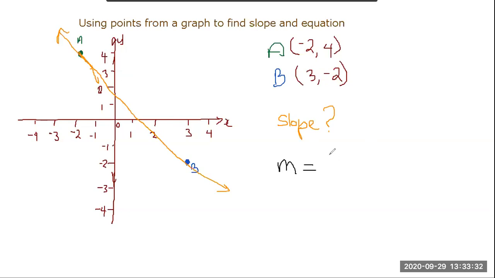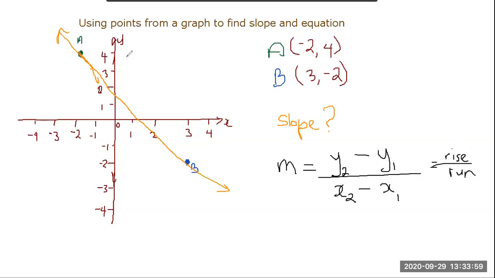So I'm going to give you a formula. We're going to say y2 minus y1 divided by x2 minus x1. New formula alert! If you realize, this is still rise over run. Do you realize that? Because it talks about the difference in the y values divided by the difference in the x values.